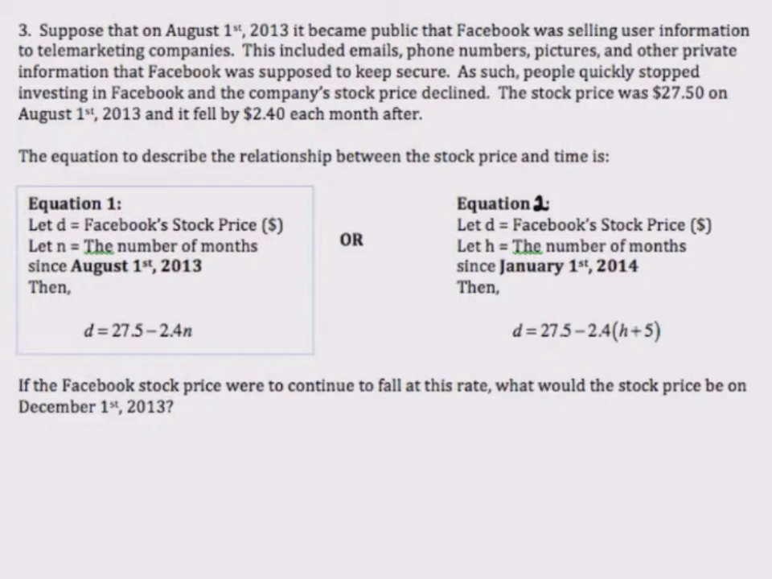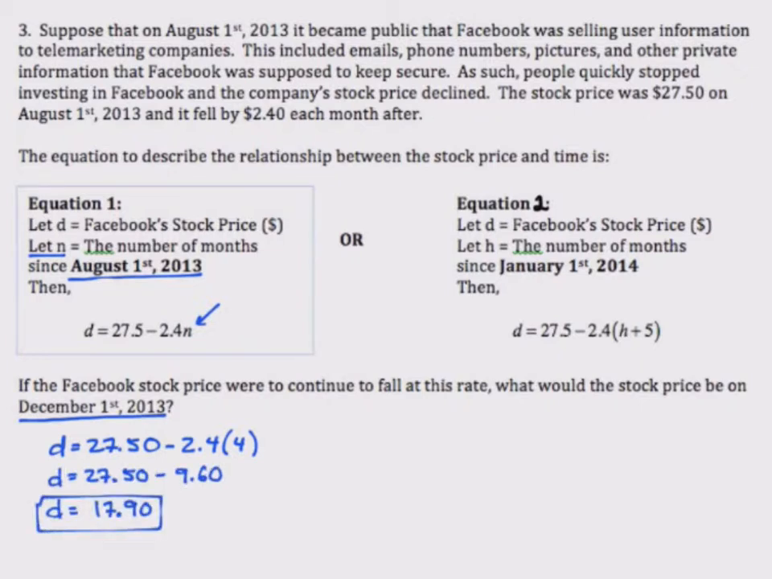So let's use our first equation. Well, in this case, N represents the number of months since August 1st, 2013. So we've got to figure out, on December 1st, 2013, how many months has it been since August 1st, 2013? So let's see. September 1st is 1 month, October 1st is 2 months, November 1st is 3 months, December 1st is 4 months after August 1st. So what we're going to do is substitute a 4 in for this variable right there. And we say that the stock price should be the $27.50 that it started at minus $2.40 a month times 4 months. And now all we have to do is evaluate.